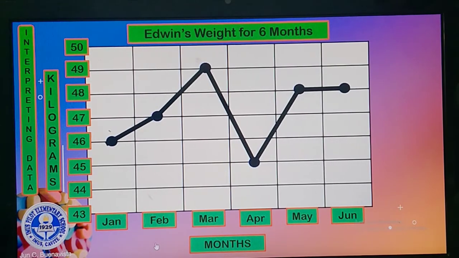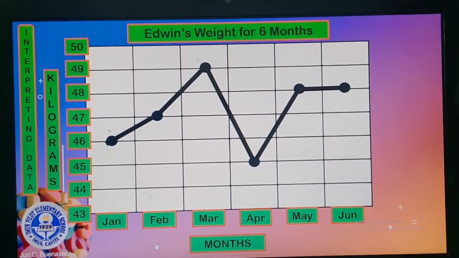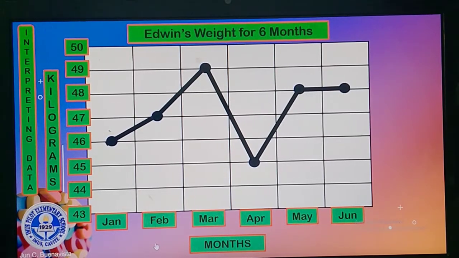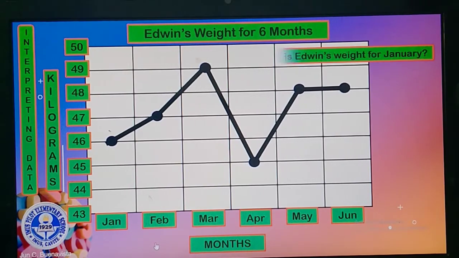So, our line graph, class, the title is Edwin's weight for 6 months. So, our vertical axis is kilograms. It starts at 43 until 50. Then, the horizontal axis is months from January to June. So, look at that. So, let us answer these questions.